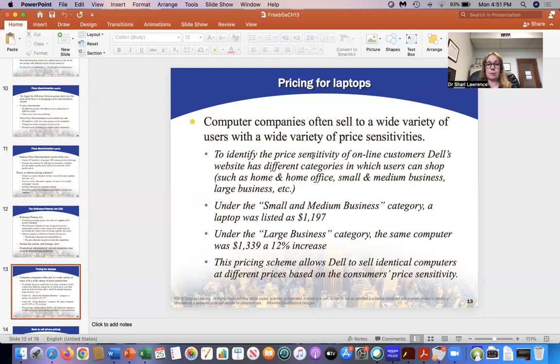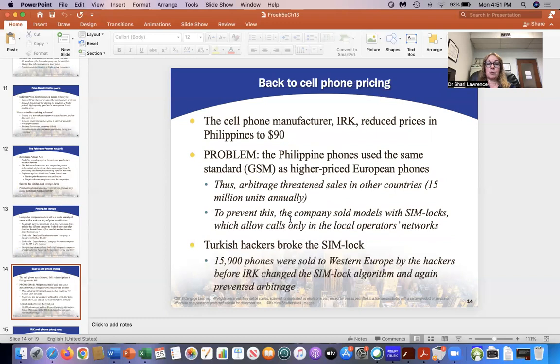Laptops. So if you've ever bought licenses for laptops or software licenses, if you're buying for yourself, it's usually cheaper if you're just a consumer than if you're a business customer. And so this is another example of direct price discrimination, charging more to business customers versus consumers.